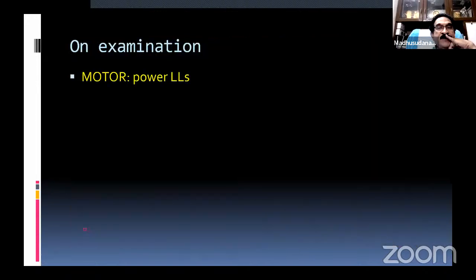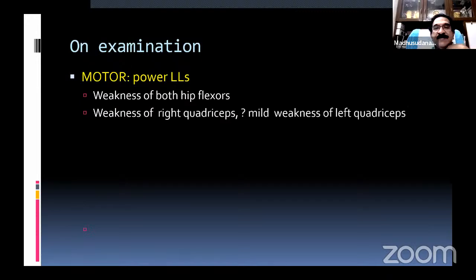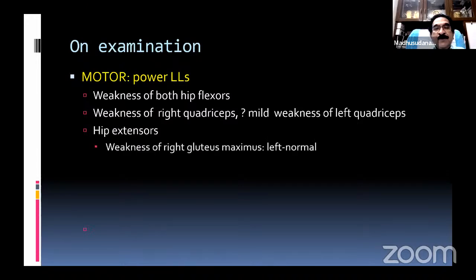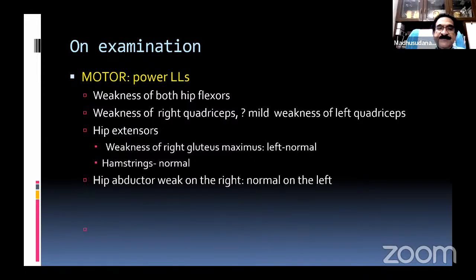So now, examining, what do you find? Weakness of both hip flexors, weakness of right quadriceps, maybe left quadriceps too, not very sure about it. Hip extension is weak on the right side, gluteus maximus is weak, left is normal. Hamstrings normal. Why normal? Because keeping it extended, I cannot break it. Hip abduction is weak on the right side, normal on the left side. That is why it's mild.